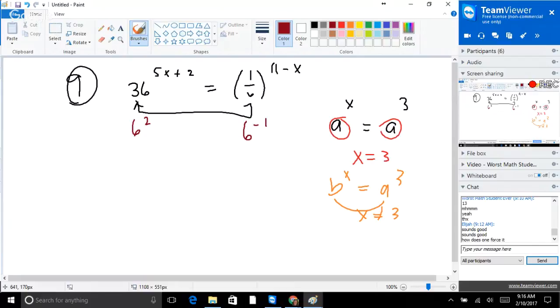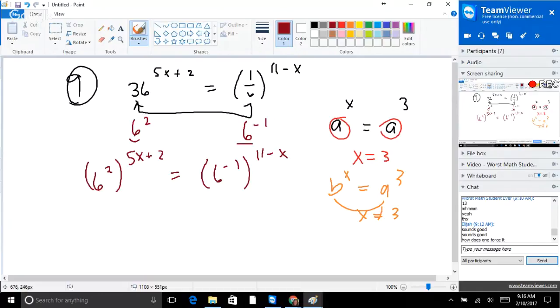Once you figure that out, you can rewrite your equation using base 6 on both sides. This side becomes 6 squared to the 5x plus 2 power. And all we're doing right now, we haven't solved anything, is rewriting the way that 36 and 1 over 6 are written. We're rewriting them in exponential form. This is 11 minus x.